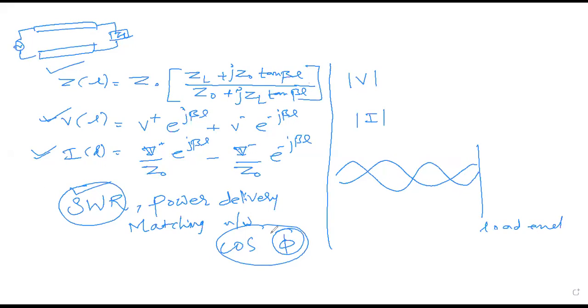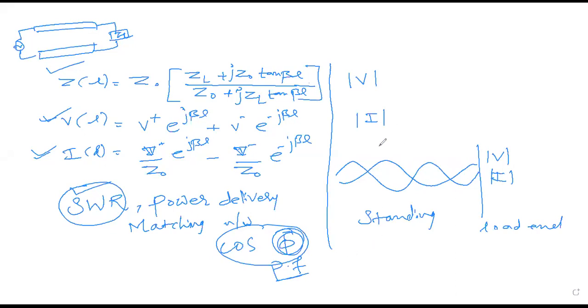So cos phi is basically the power factor. So there is a phase difference between voltage and current. Now what happens is, this voltage wave and the current wave which is traveling, if I plot the mod of V and mod of I, I get a standing wave.